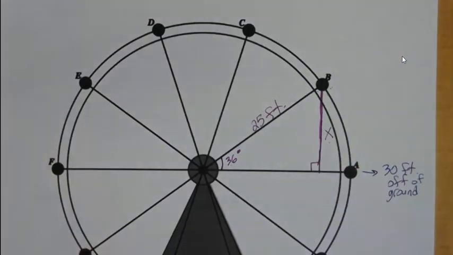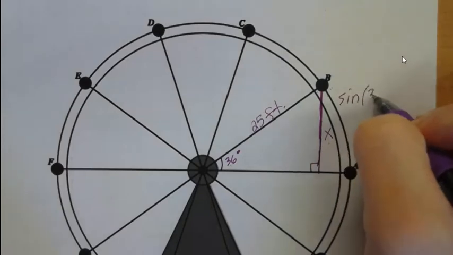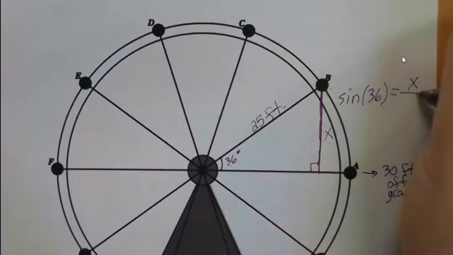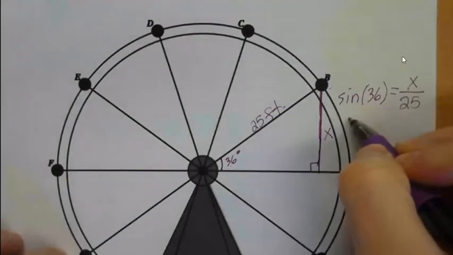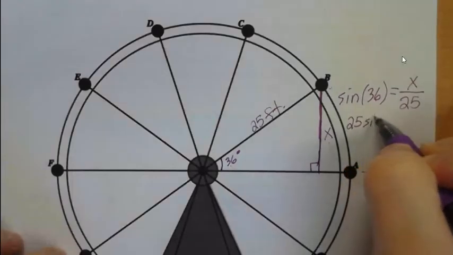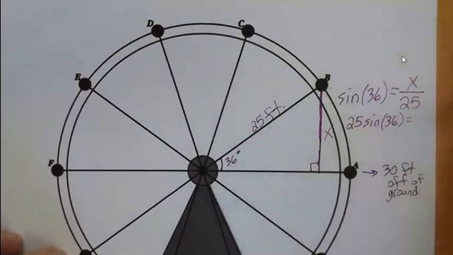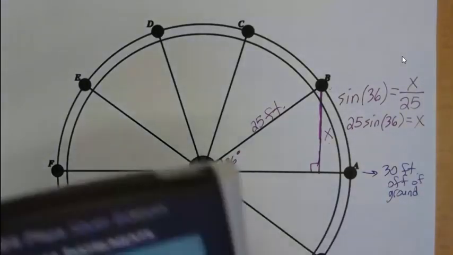If I have opposite over hypotenuse, that should make you think of sine. So I would write a little equation here. The sine of 36 degrees would have to be equal to x over 25. So we have an equation there. In order to solve this equation, I would multiply both sides by 25, meaning that I would have 25 sine of 36, and that would be equal to x. We need to grab our calculator in order to solve that.